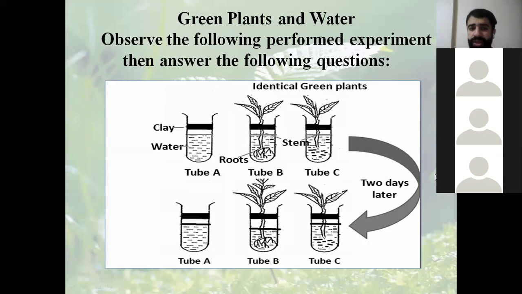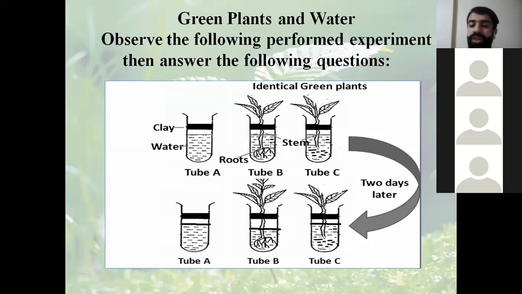So tube B, you said that it absorbed the water, meaning that the level of water increases or decreases? Decreases, while in tube C it stays the same. Very good. So in tube B the level of water decreases, while in tube C the level of water remains the same.